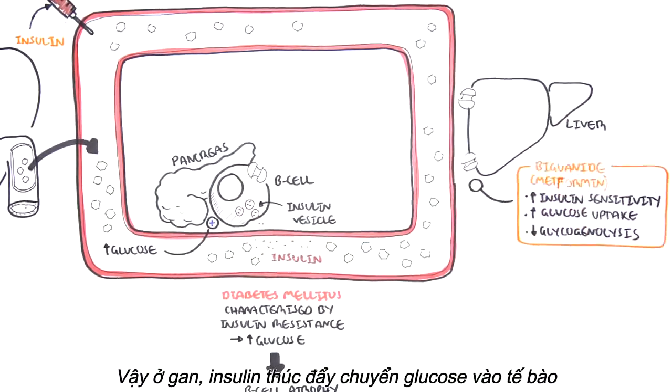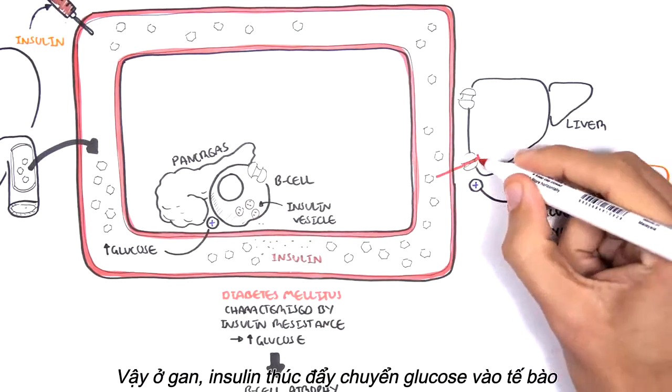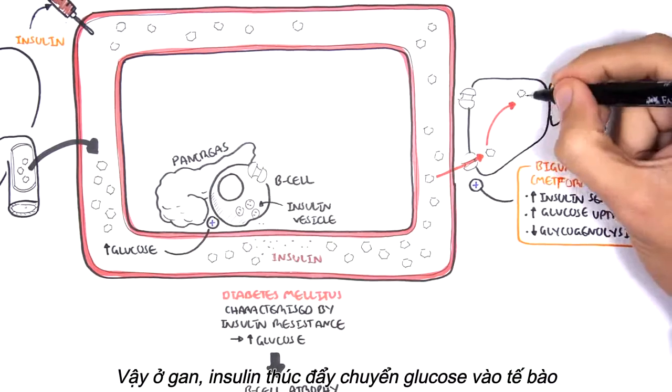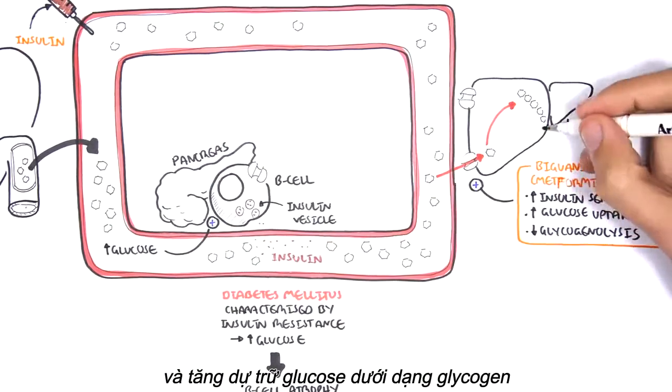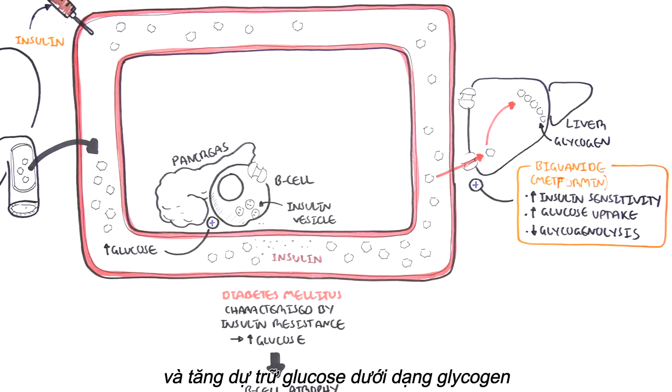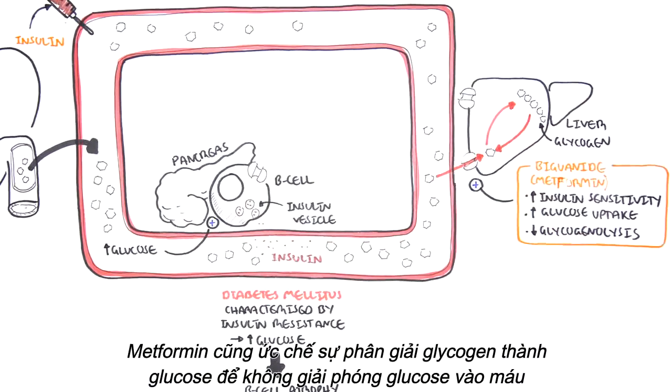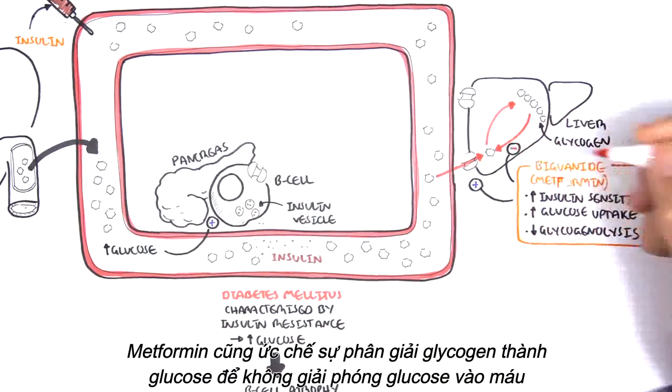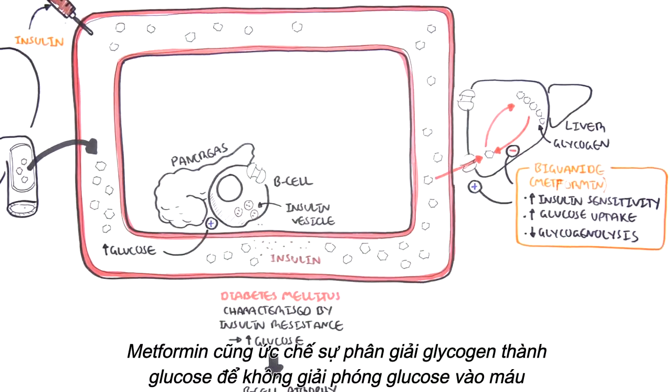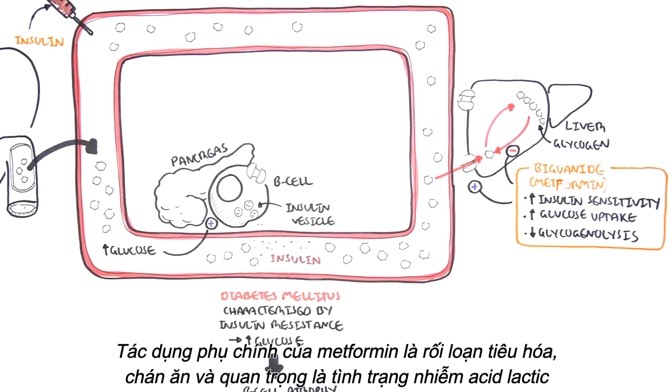So here in the liver, insulin stimulates glucose moving into the cell. And essentially, it will also stimulate glucose to store as glycogen. Metformin also inhibits the actual breakdown of glycogen to glucose so that the glucose is not released into the blood.